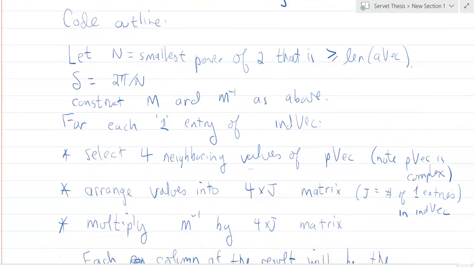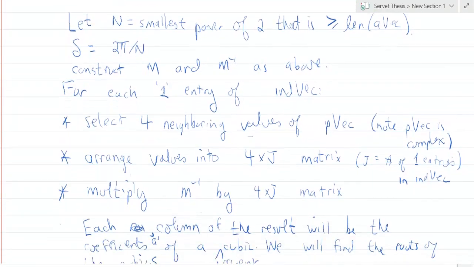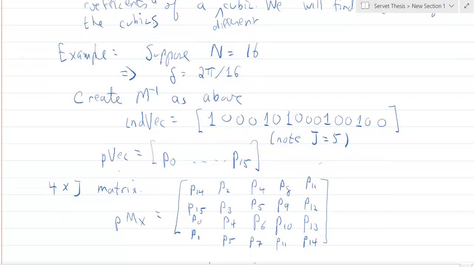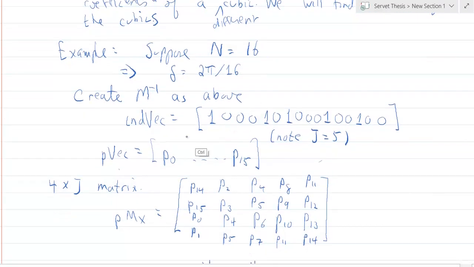All right. So for each entry of INVEC, I want to select the 4 neighboring values of PVEC. Here, note PVEC is complex. Oh, no, I'm sorry, I'm in the wrong place. All right, so here's an example. Suppose my INVEC looks like this. You can hard code this in your test, just so that you have a test. So in this case, j equals 5 because I have 5 values of 1.